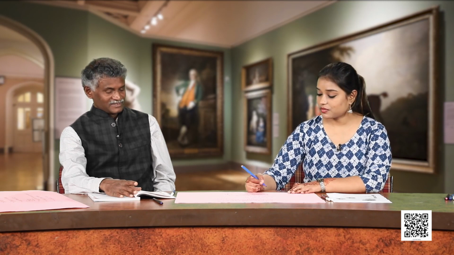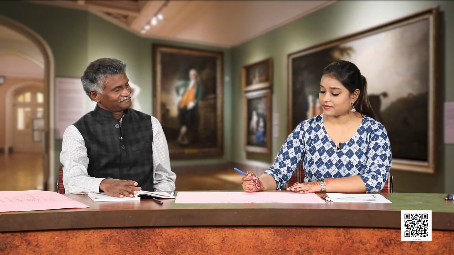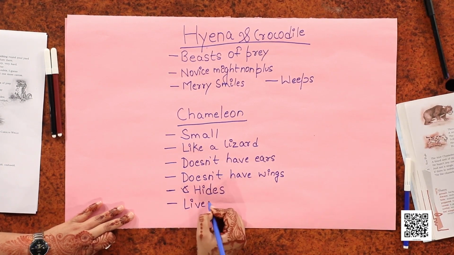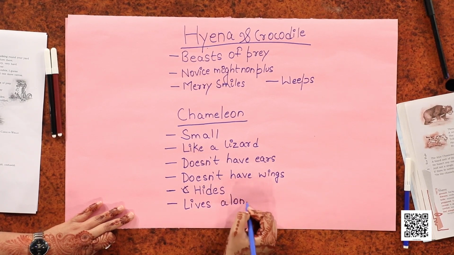In the poem, it's described as doing nothing on the tree. If there is nothing on the tree, it's the chameleon you can see. Read carefully. So I can say it hides. We can say it hides and lives in isolation. Aloof. Lives alone.